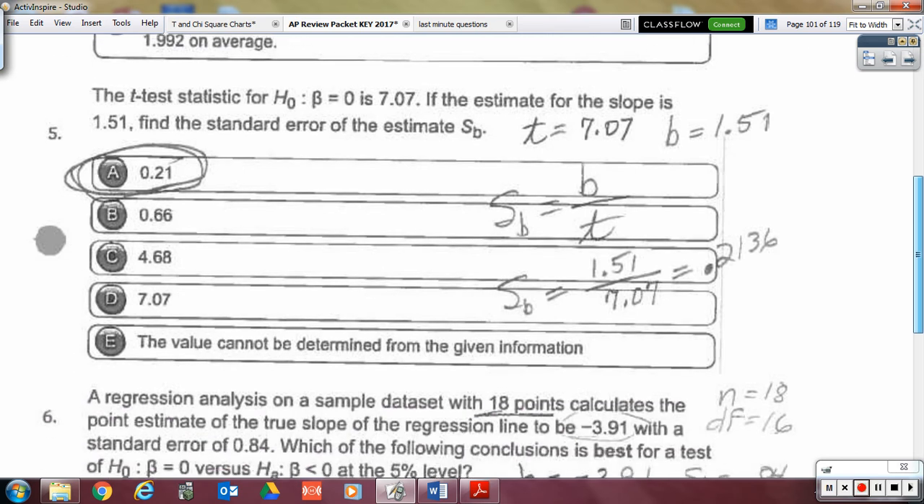All right, next. Here we use this actually a lot in these problems, where they say if the estimate of the slope is 1.51. Okay, estimate of the slope is that little sample slope, your little b. So your little b is 1.51, and it tells you the t-test statistic is 7.07, so that's your t-score. And remember we talked about how, if you want to find the standard error estimate S of b, well, S of b by hand is a pain. So you do b over t, and you just fill in the numbers, and that's how you get your S of b.